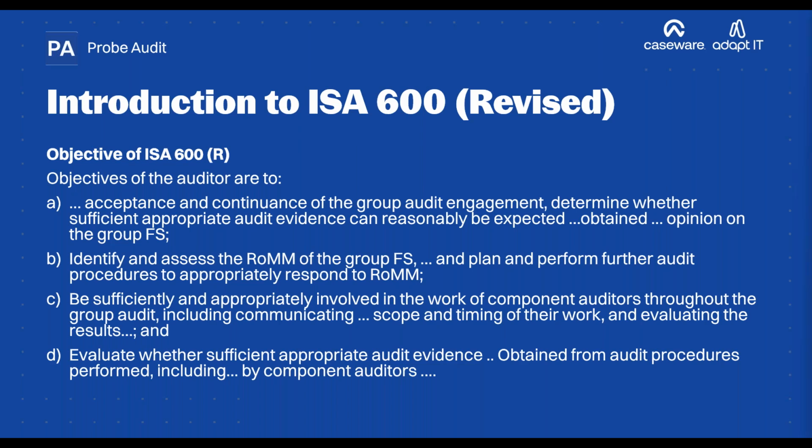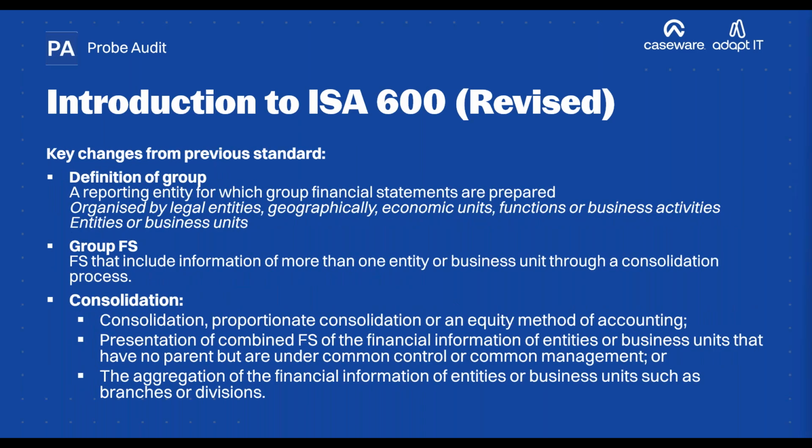So there's a lot more responsibility, or shall we say a lot more focus on the responsibility of the group auditor. All right, then just some key changes from the previous standard. First of all, the definition of what a group is. A group is defined as being a reporting entity for which group financial statements are prepared. So that's one entity, but the standard does also say that these groups can be organized in different ways. Legal entities, it could be geographically organized, it could be different economic units, different functions, different business activities. It could be different entities or business units, is basically what the standard then continues with.